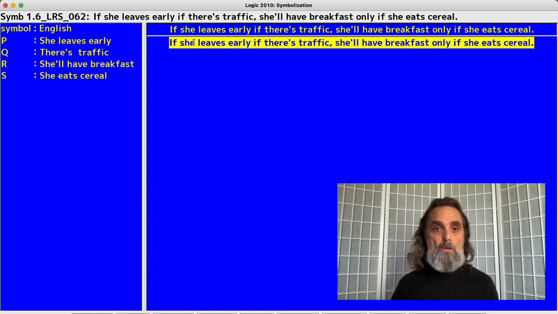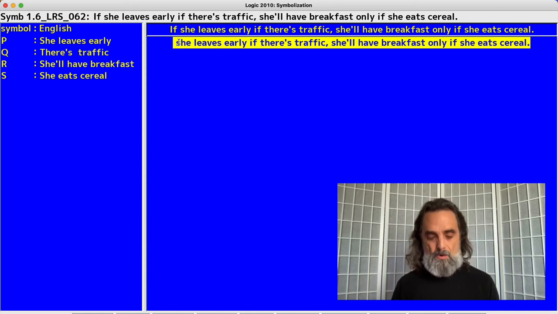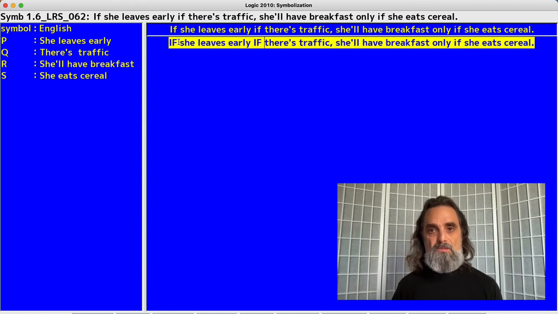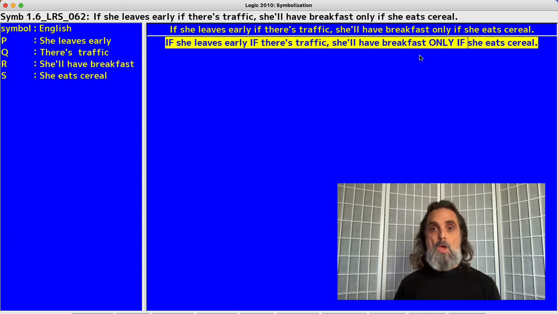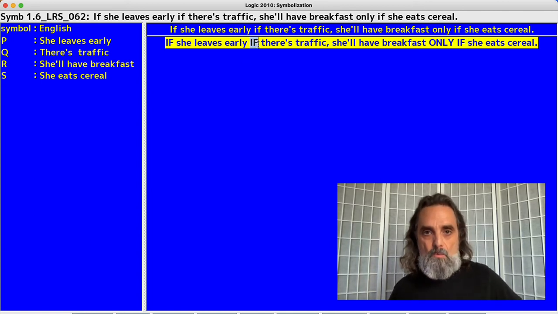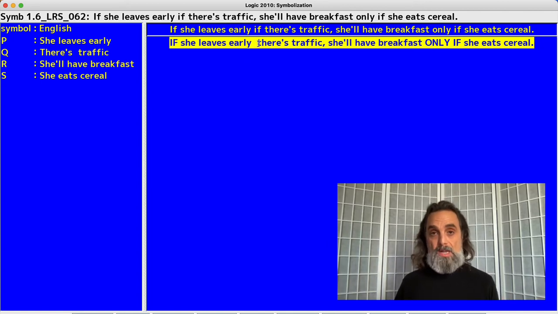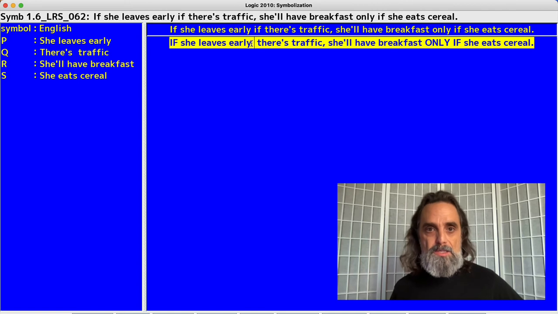We want to find all the logical vocabulary. Well, this time there are three. There's this if, there's this if, and then there's this only if. So we have three candidates. Oh boy. So let's look at this if. What happens if we delete it? Well, if there are exactly two sentences, it passes the test. If not, it doesn't pass the test, and it's not the main operator. This if does not pass the test. If she leaves early, not a sentence. She leaves early, no problem, that's a sentence.